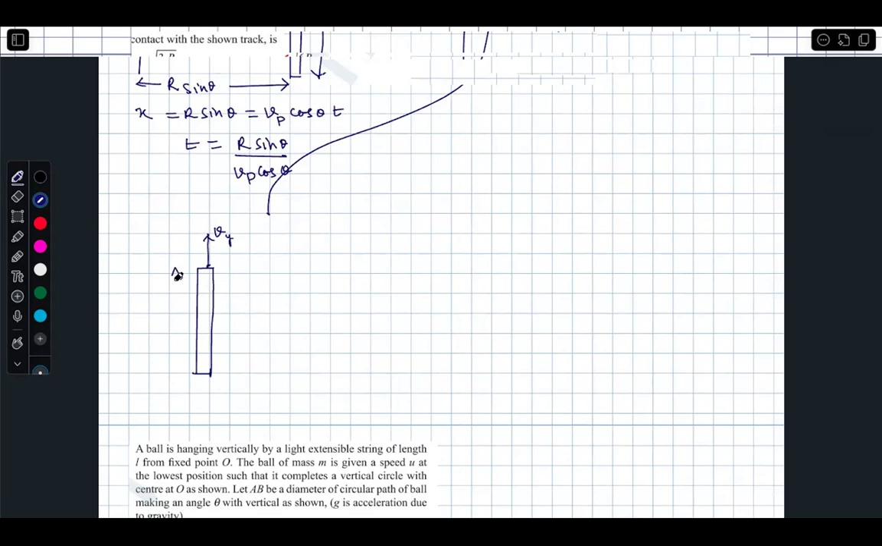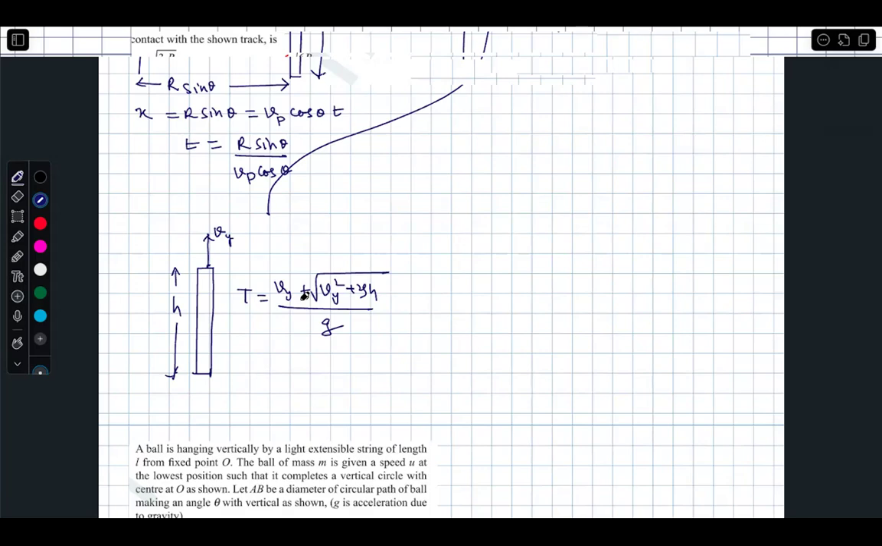Projected with VY, height H. What is the expression for time of flight? VY plus root VY square plus 2GH by G. With that also you can get time. The issue is I don't know UY. I don't know U in this question. Without knowing U, how can I solve this?